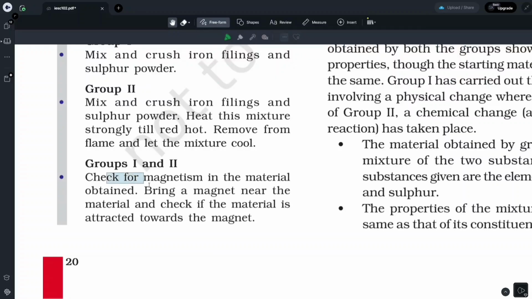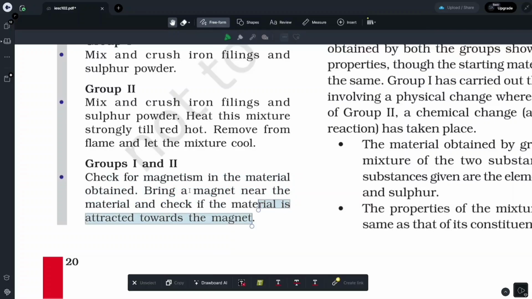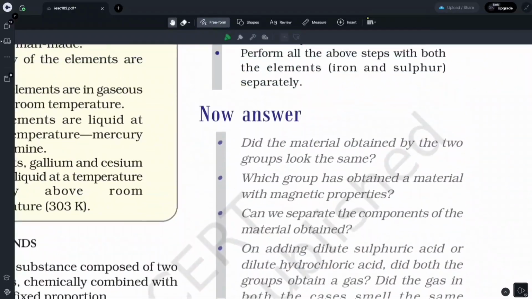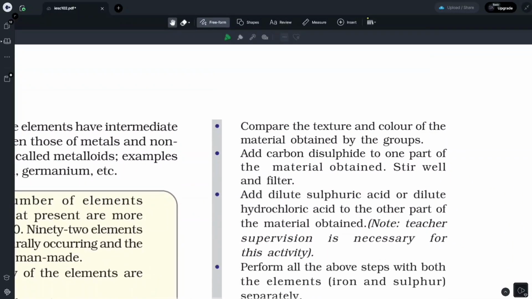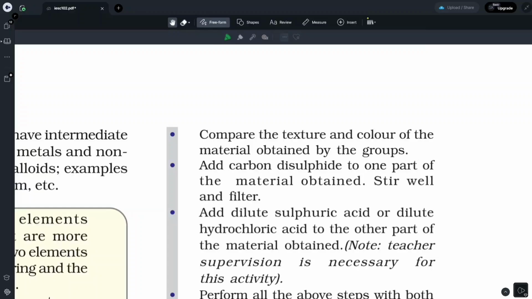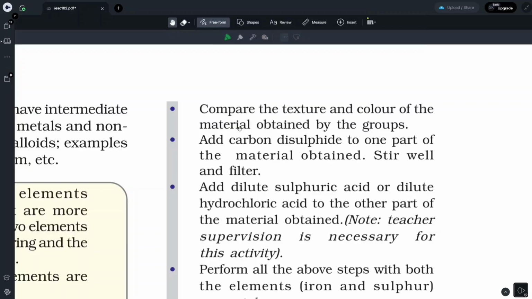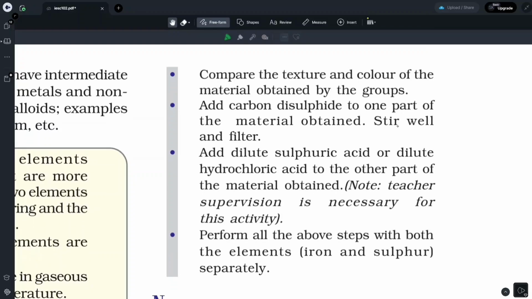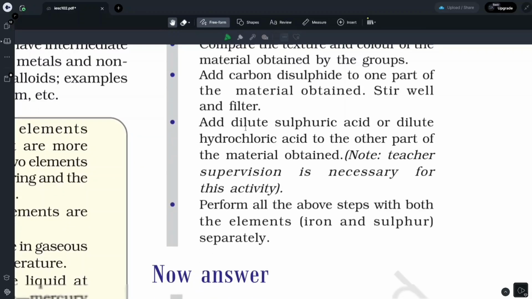Group 1 and 2: check for magnetism in the material obtained. Bring a magnet near the material and check if the material is attracted toward the magnet. Compare the texture and odor of the material obtained by the groups. Add carbon disulfide to one part of the material obtained. Stir well and filter. Add dilute sulfuric acid or dilute hydrochloric acid to the other part of the material obtained.